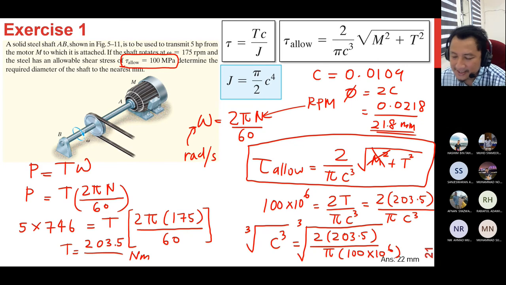So, taklah susah kan nak cari diameter of the shaft. Cuma sat lagi kita tambah moment tu je. Yang 2C tu sebab apa? Diameter kan? C ni adalah radius. Memang okay, formula dia macam tu. Nah, dapat kan? Okay.